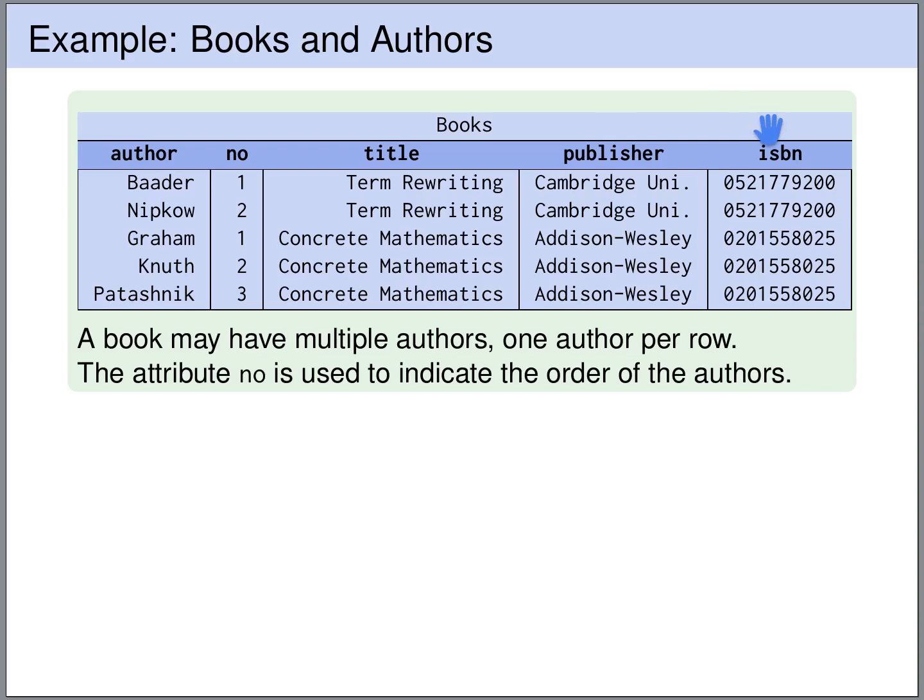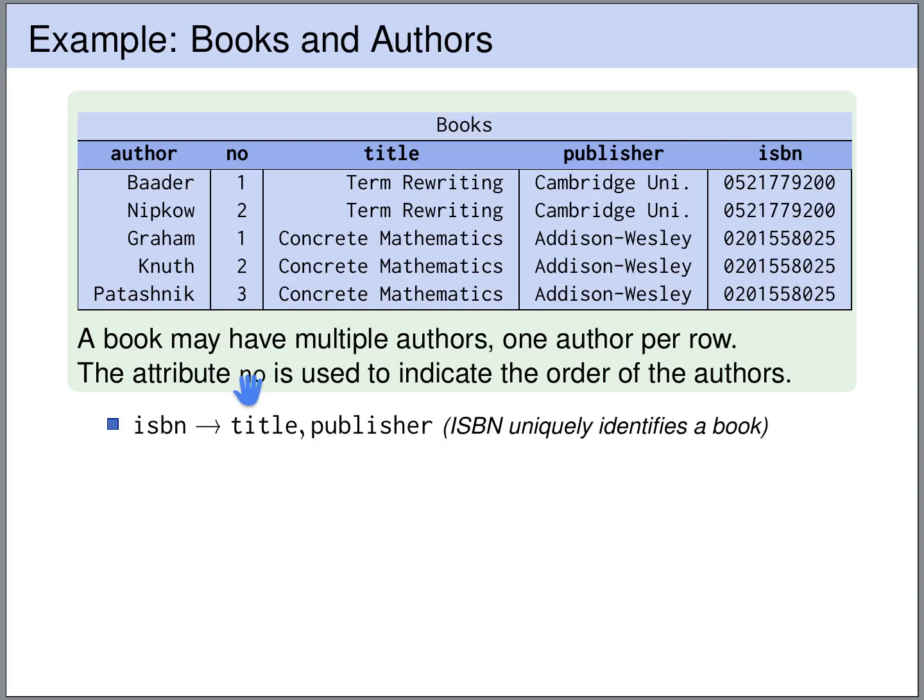So let's get started. What is uniquely determined by the ISBN? The ISBN uniquely determines the book, so it also uniquely determines the title of the book and the publisher. What about the author? Does the ISBN uniquely determine the author? In this table, we store different authors in different rows. So for instance, we have here two rows with the same ISBN, but a different author. So the ISBN does not uniquely determine the author.